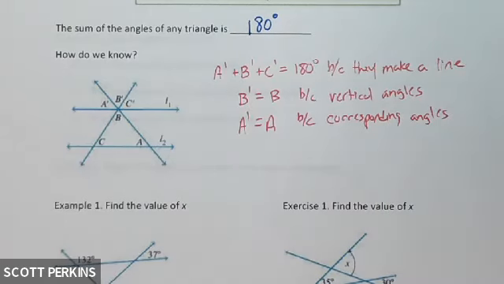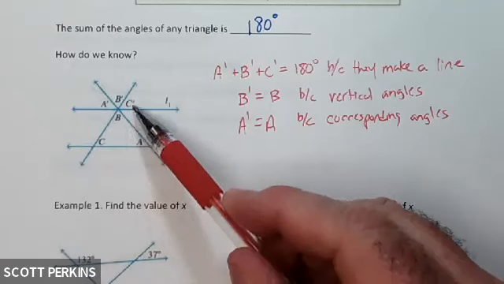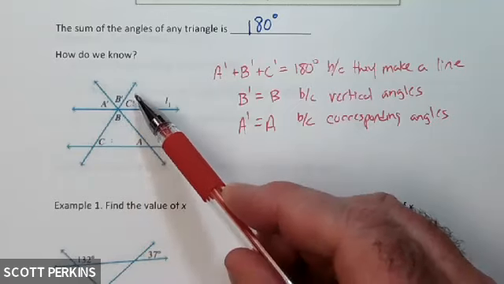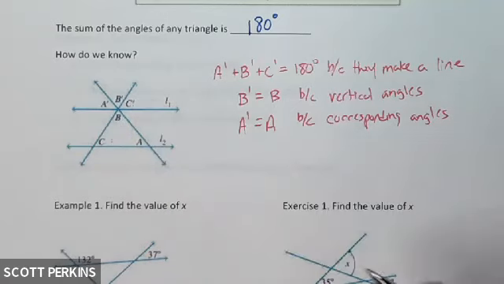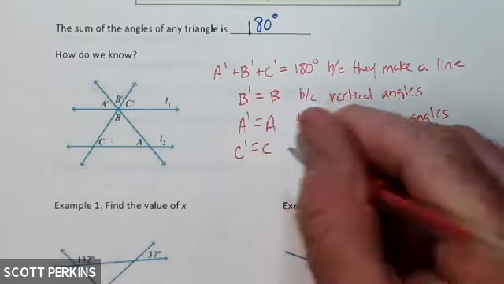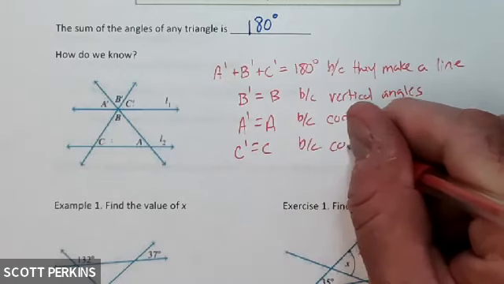Well, one more. How about C and C with the apostrophe? Those are equal. Why are those equal? Again, they're corresponding. They're the same thing. So C prime equals C because they're corresponding.